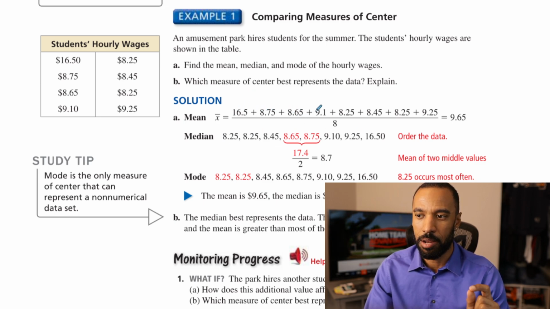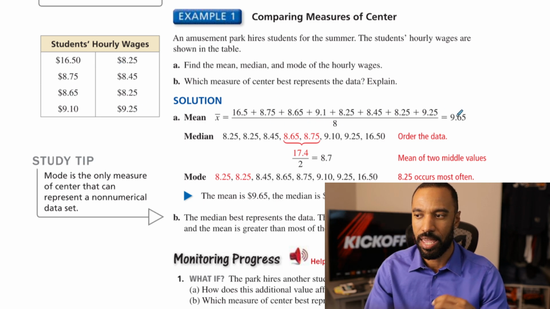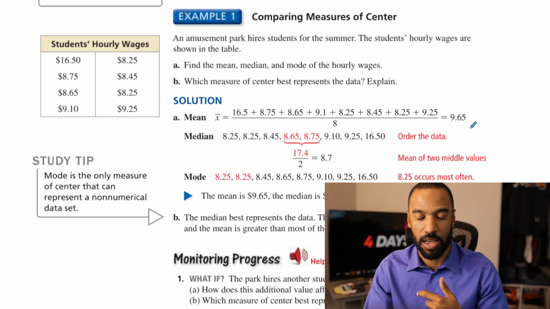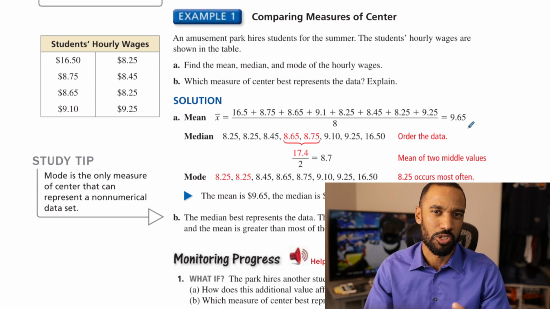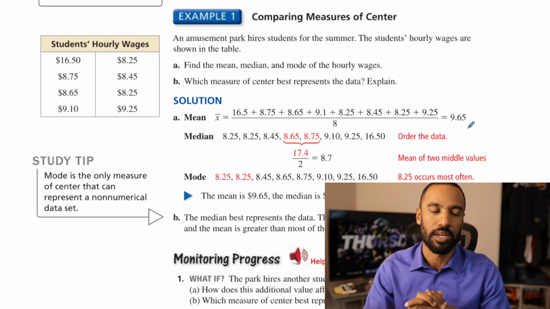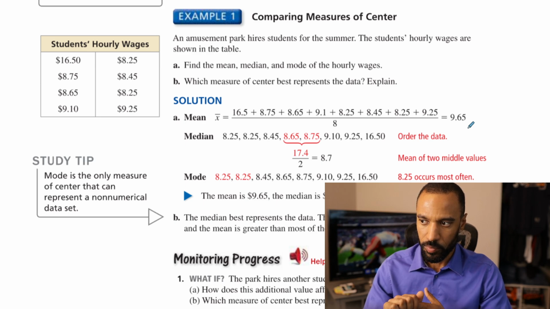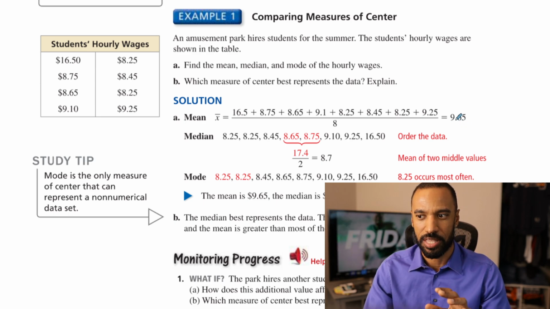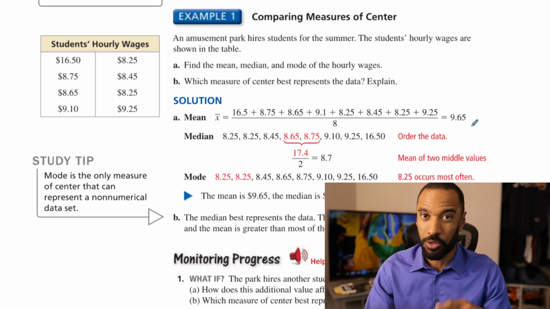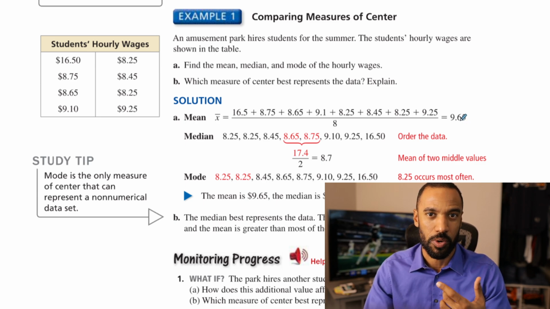So for the mean, add up your numbers and divide by how many there are. There are 8 total values. You divide it by 8. The mean value is 9.65. Most people see the average as their favorite thing to go to, and I can see why you'll see that. $9.65 is the average.